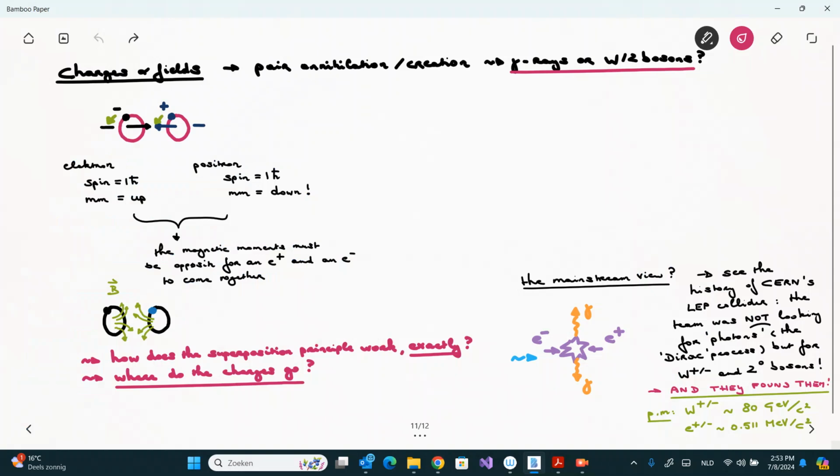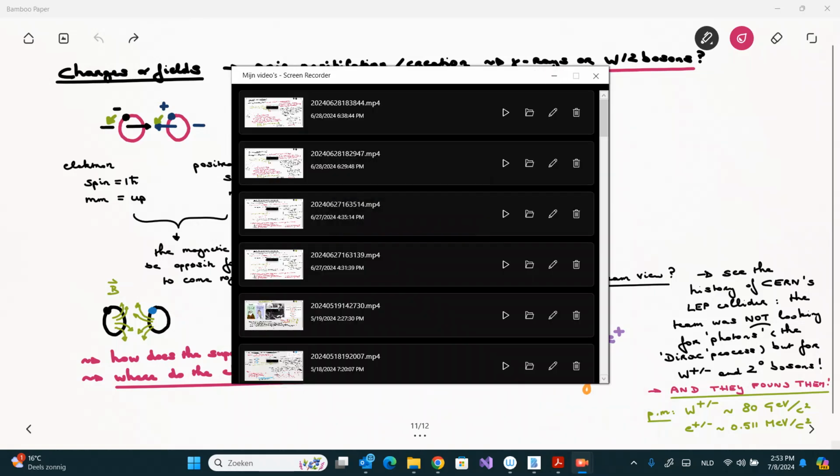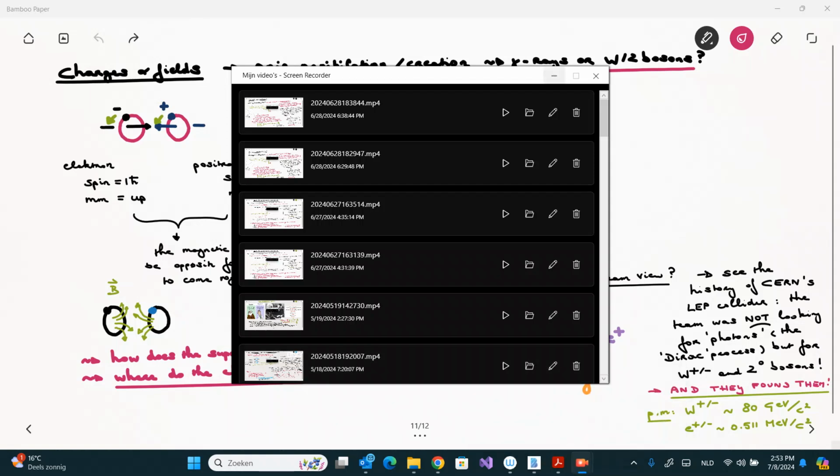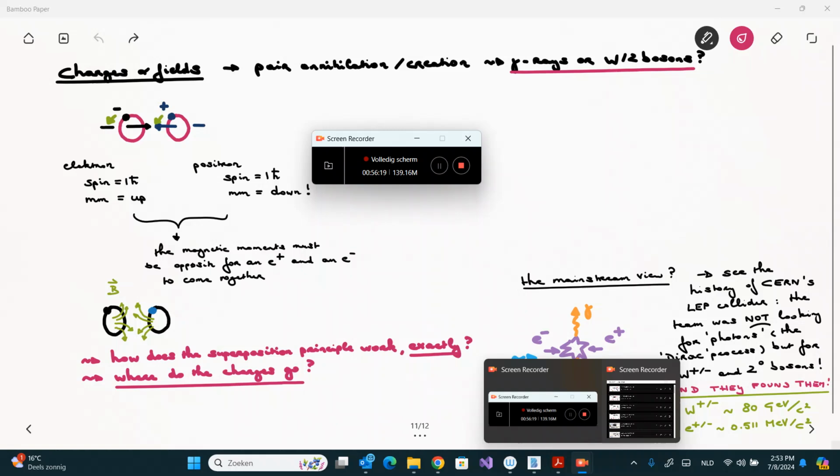I'm going to quickly see in my notes if I want to add something. No, I had some other slides, but they're not so interesting. Let me see how long I talked. Almost an hour, so that's good enough.